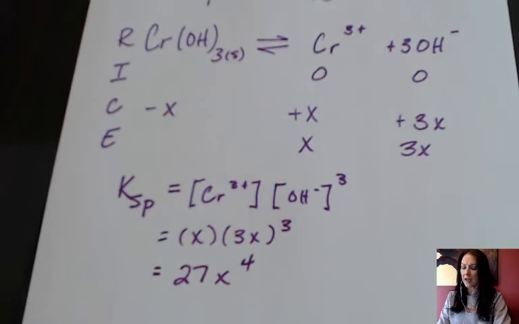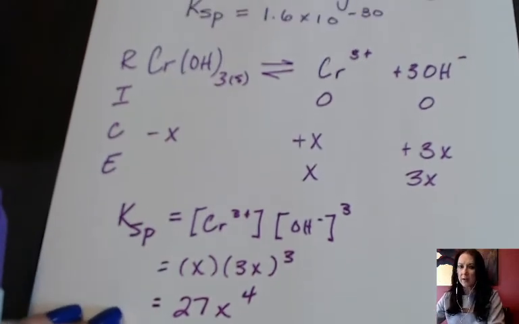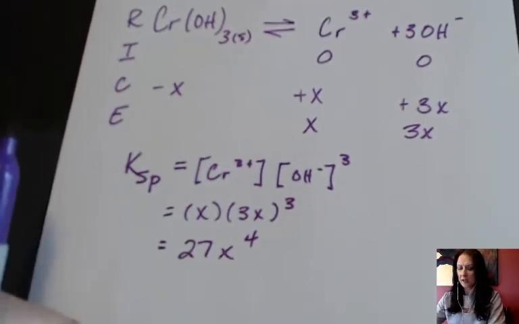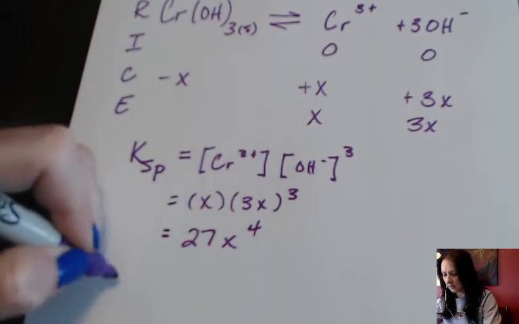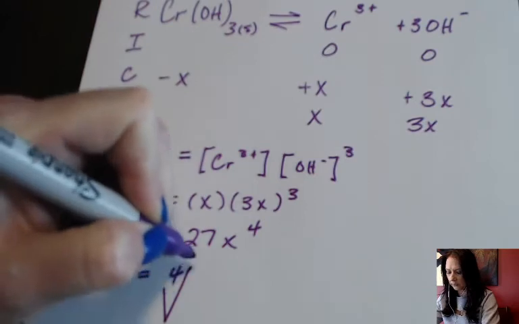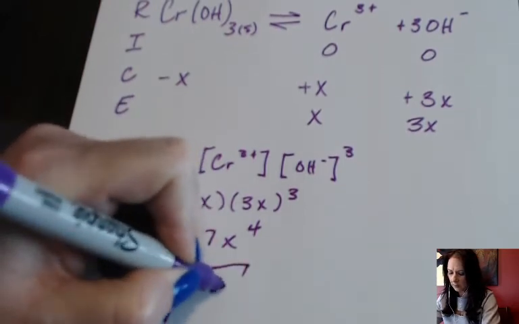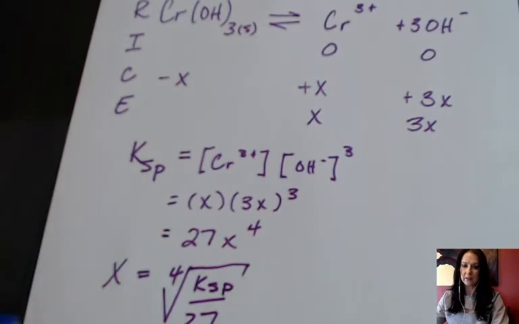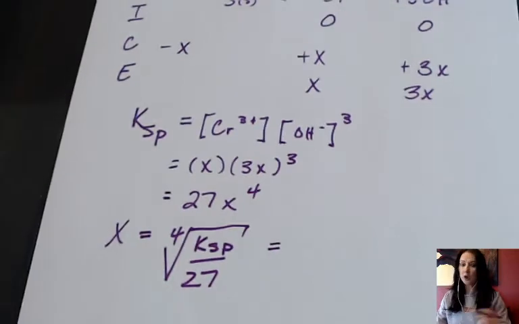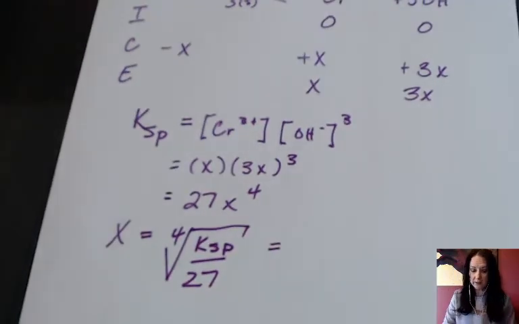I know KSP because that was given way back at the top of my example here, 1.6 times 10 to the minus 30. So I can solve for x. x is going to equal the 4th root of KSP divided by 27. So get your calculator, and make sure that you can do cube roots, 4th roots, and even 5th roots. All right, so KSP divided by 27, and then we want to do the 4th root of this.